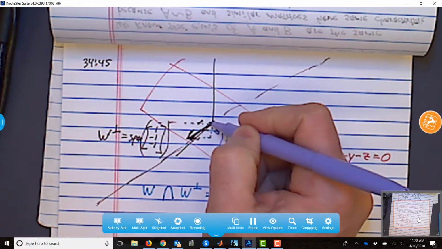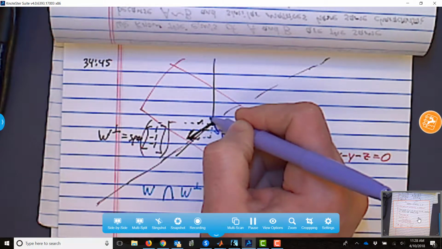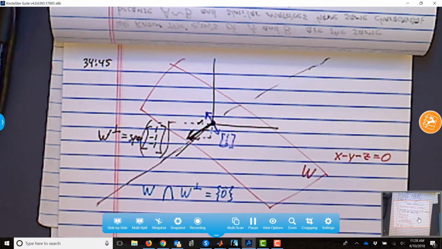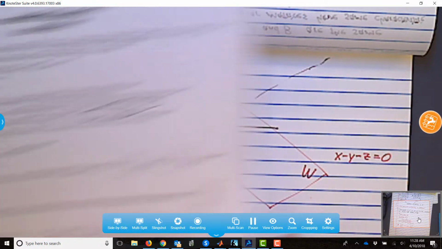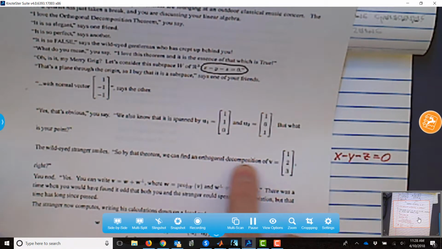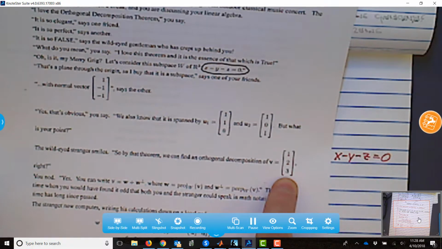And 1, 0, 1, I guess, would be kind of right here. I'll tell you what, those two vectors do not look like they're in red W to me. I don't like my picture. Don't like it at all. Well, I'm trying. Okay. By the orthogonal decomposition theorem, we can find an orthogonal decomposition of V equals 1, 2, 3.